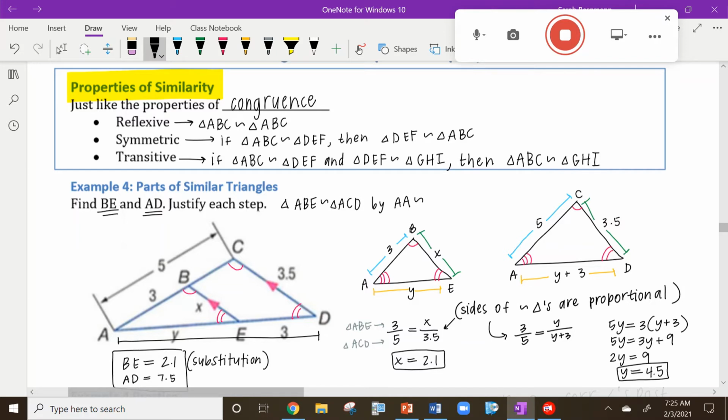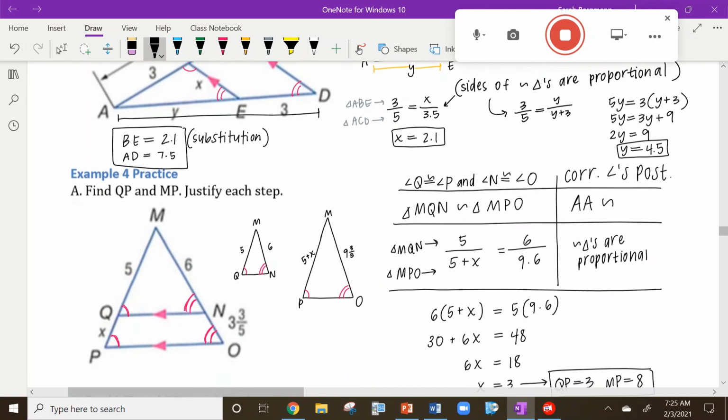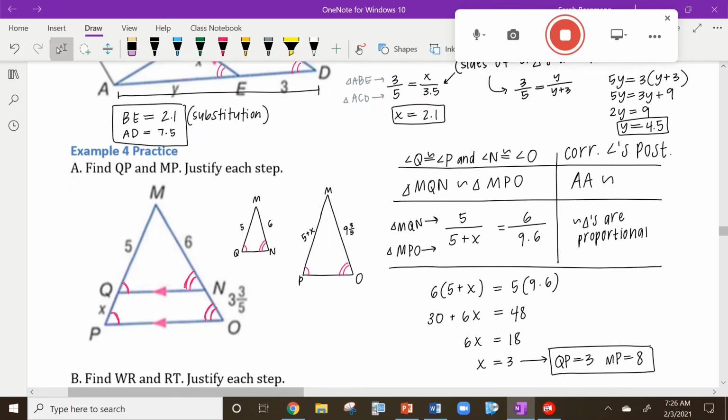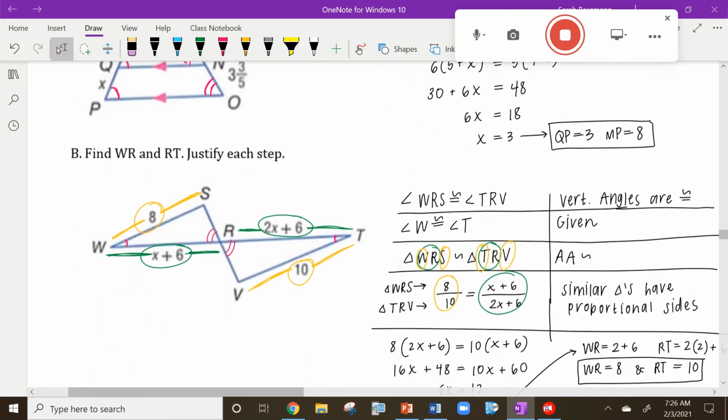Alright, I want you to pause the video and try the practice problem seen below. Here's the correct answer for A. Here's the correct answer for B.